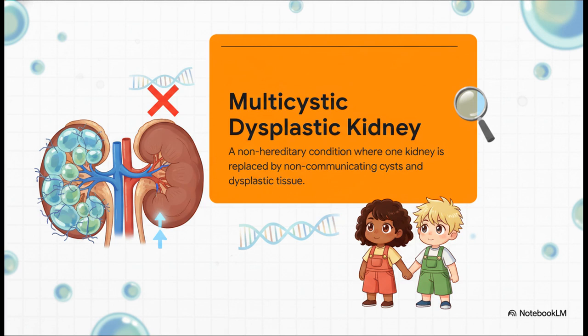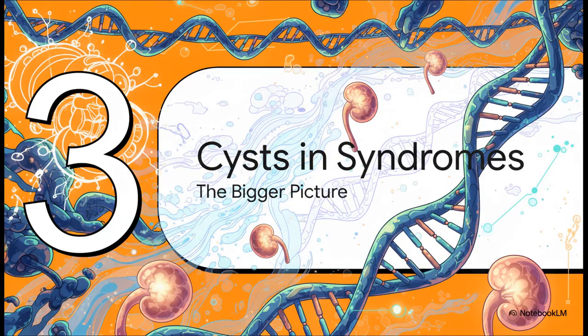And you know what this really highlights? The importance of always checking the other kidney, because about half the time it's got its own problems like a blockage or reflux. Okay, so let's zoom out even further. Sometimes that renal cyst isn't the main event. It's just one clue in a much bigger multi-system detective story.